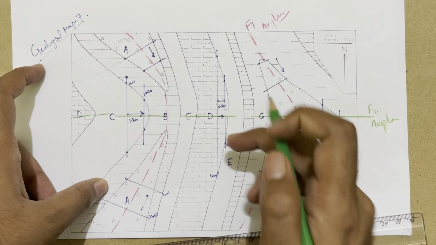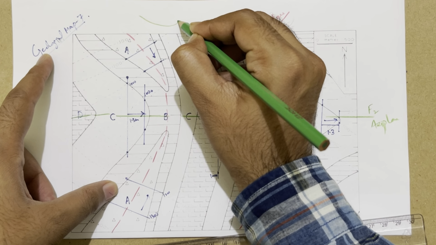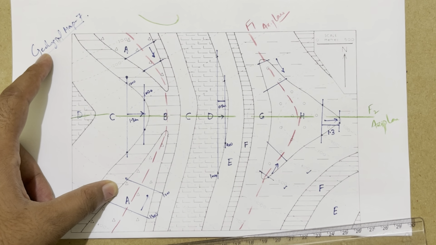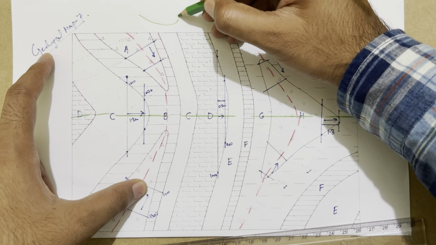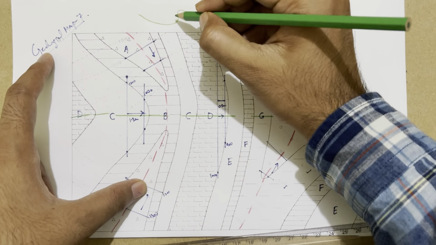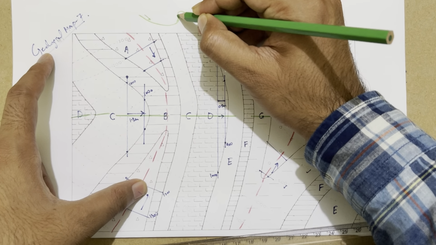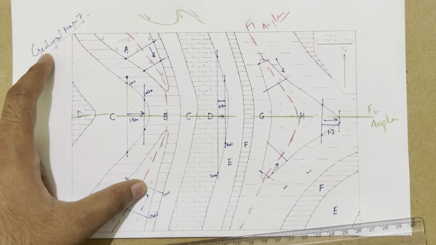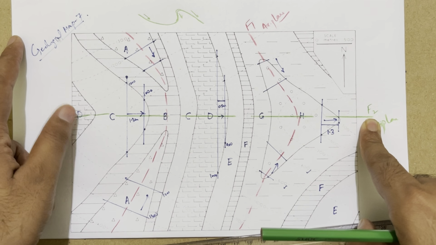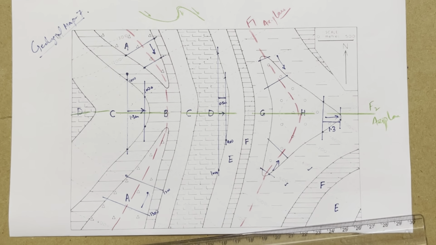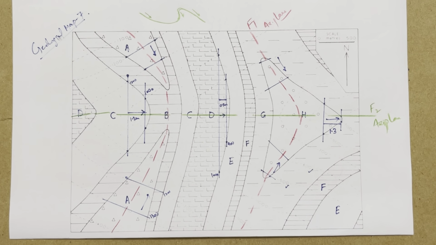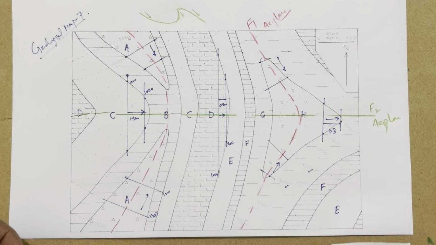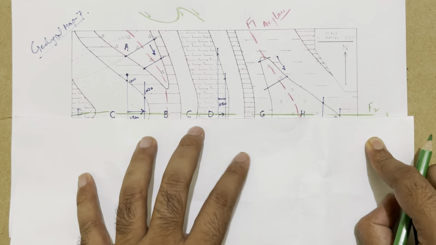If I draw this thing, it is something like this. This is dipping this way, this part is dipping more steeply, and this part is also dipping this way. If I take this line, now we have to find out which one is the older one. So now we can do that. We have to draw a cross section. I will draw a cross section along this line itself.